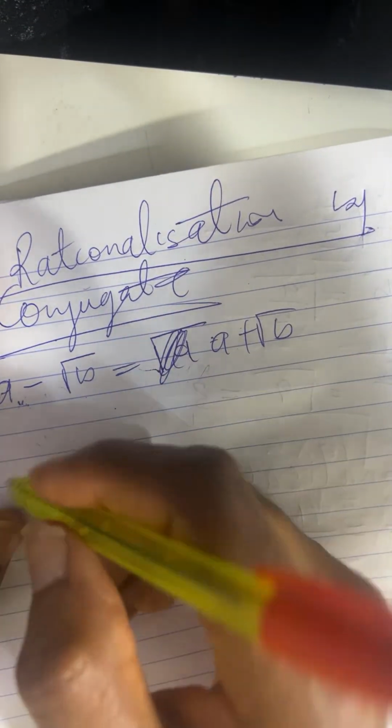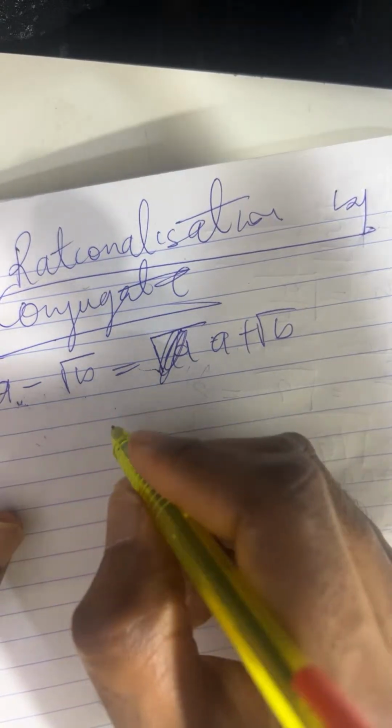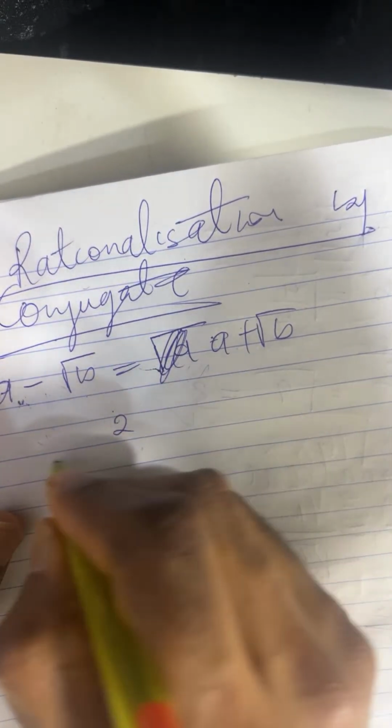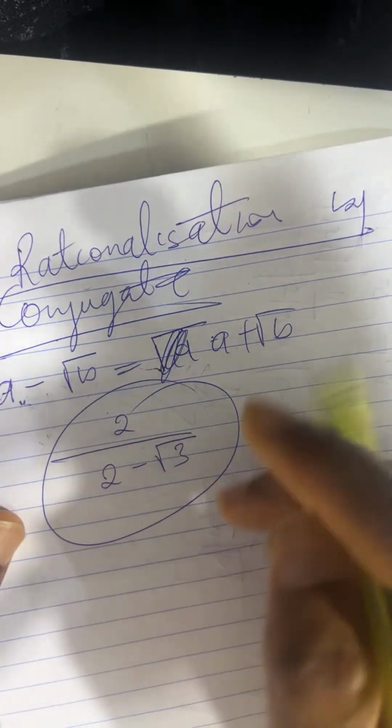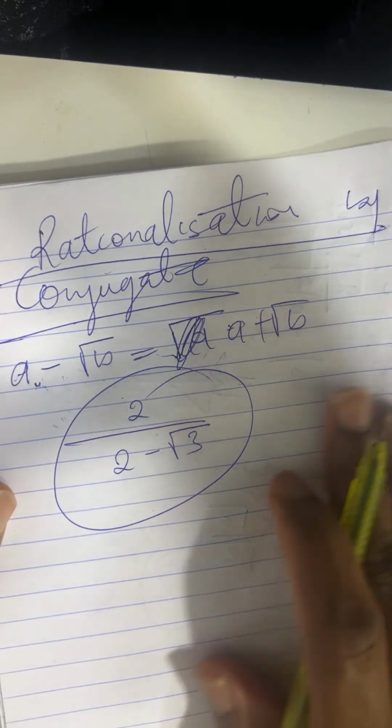So let's take, for instance, you are trying to rationalize surd like 2 over 2 minus root 3. If you look at this, it looks a bit complex.